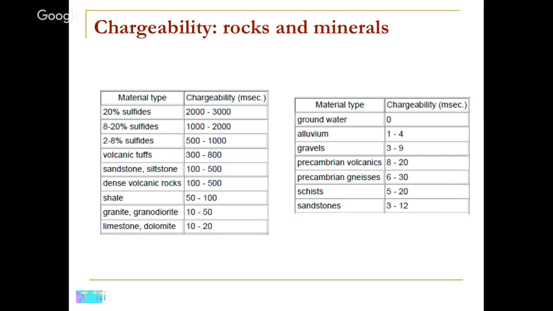If we look at different kinds of rocks, groundwater has no chargeability. Alluvium, gravels have smaller values. Gneisses might be bigger. You get up to shales or sandstones, they have bigger numbers. And when you get up to sulfides, you can get actually very large numbers. These numbers are all in what are called milliseconds. I'll explain how that goes, but at least that gives you a relative value.